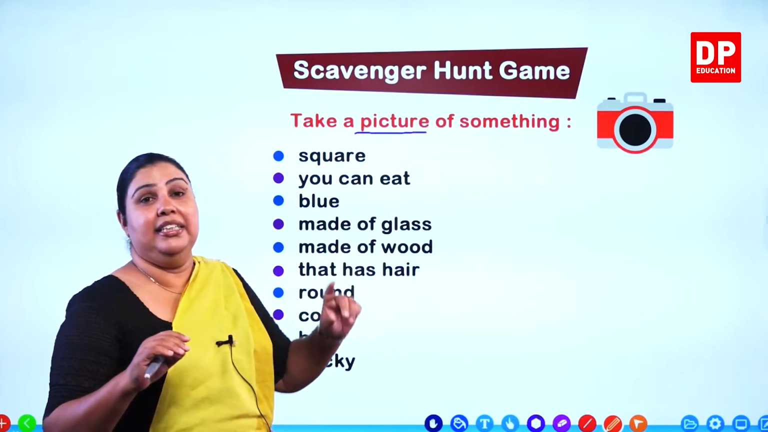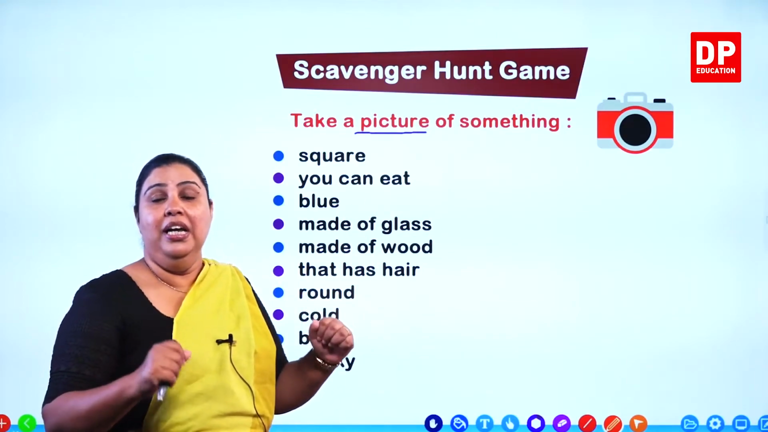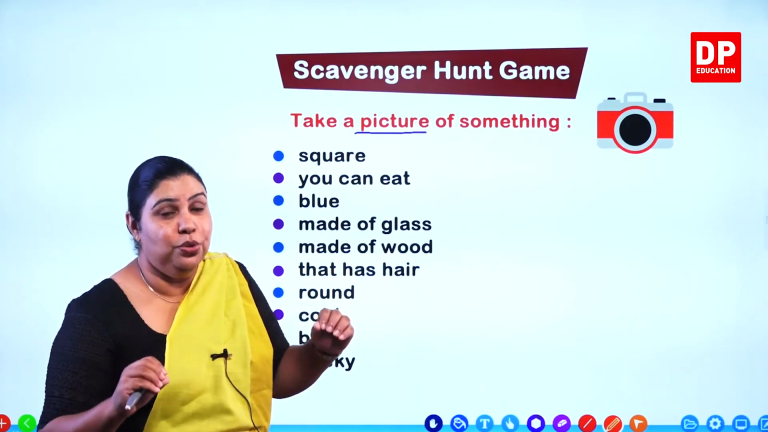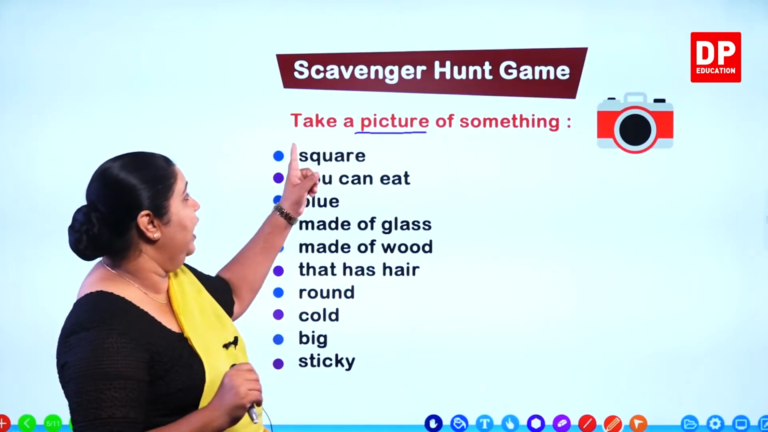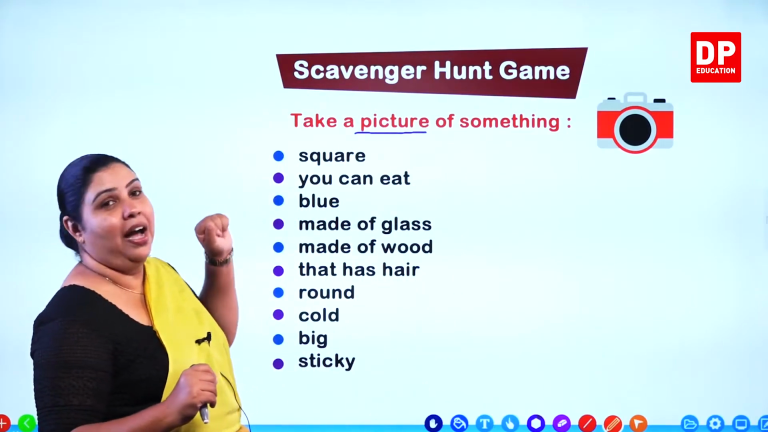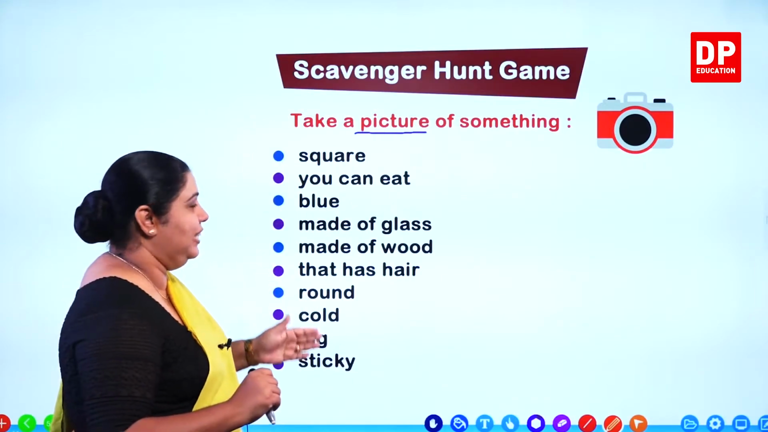Somehow, either you use a camera like that or your mobile phone. Now this scavenger hunt game needs you to take pictures of something square.